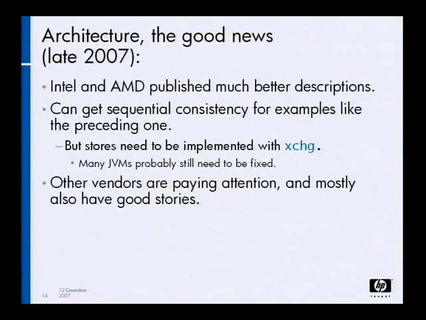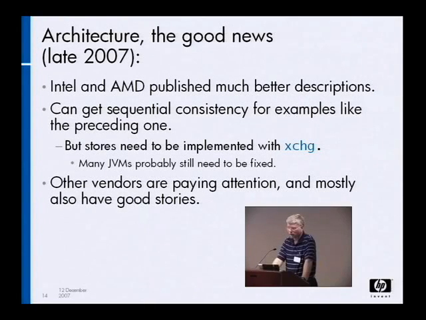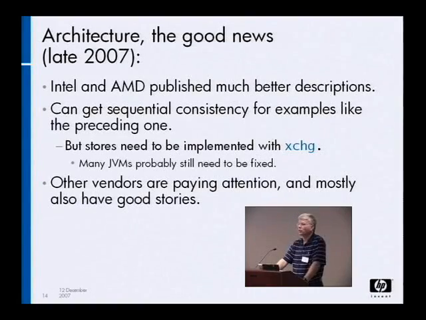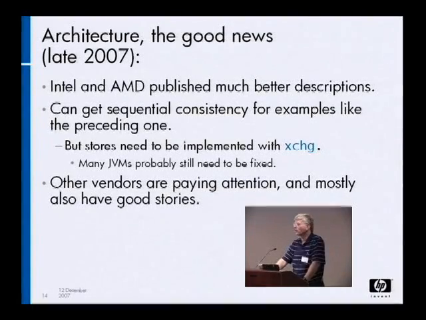Going on here, the good news is that this has actually gotten significantly better recently. If we look at the status now, as I mentioned earlier, Intel and AMD, in fact, published much better descriptions of the memory model of those processors, which clarify a lot of those issues. In particular, if we look back at the IRIW example on the preceding slide, it turns out that on x86, we can get sequential consistency for that example. On the other hand, somewhat surprisingly, which I think nobody knew before the specs came out, this actually requires that you implement the stores in the first 2 threads into x and y using an exchange instruction.